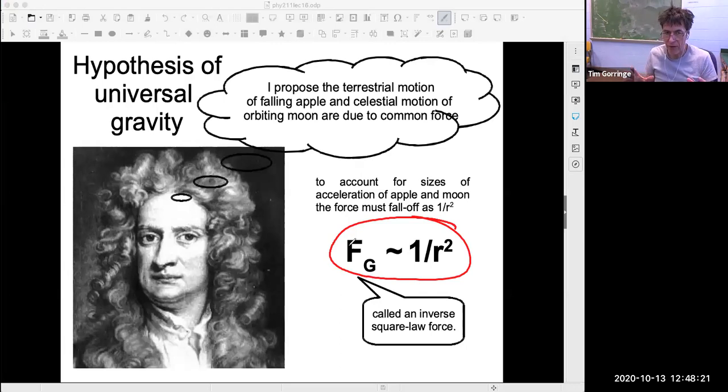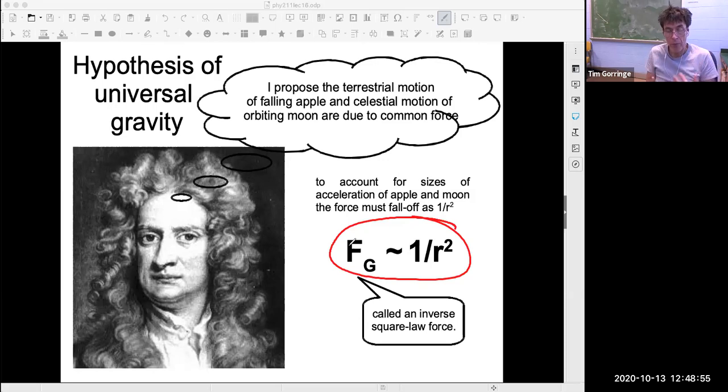To account for the fact that the moon's acceleration was 60 squared times smaller than the apple's acceleration, where the moon is 60 times further away from the center of the earth than the apple is, Newton secondly reasoned that the force must fall off with distance between the masses, and it must fall off in a very special way. It must fall off as the square of the distance. So if you double the distance, it will get 4 times smaller.